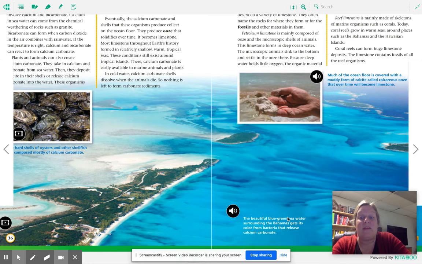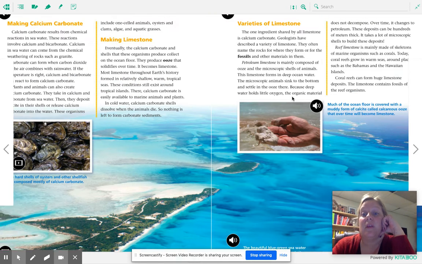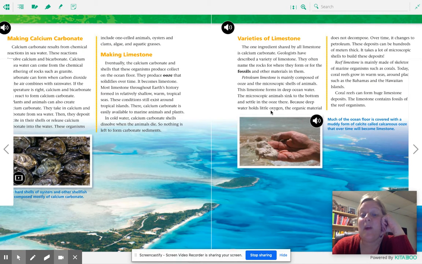And this is all happening here in the blue-green seawater. And it gets the color from the bacteria that actually releases that. So when you see the blue-green water, you can also say limestone is probably on its way to being formed there. Okay, so because the deep water holds little oxygen, back to the reading here, organic material does not decompose.